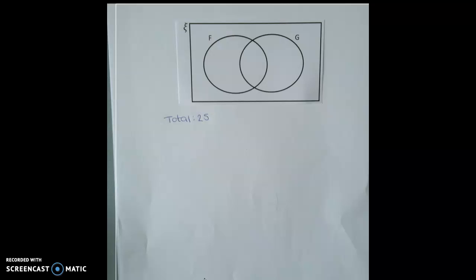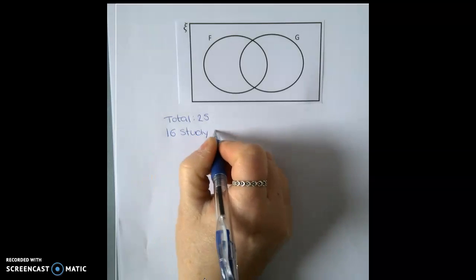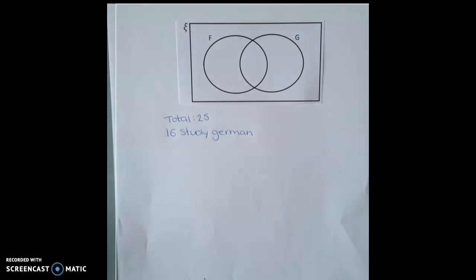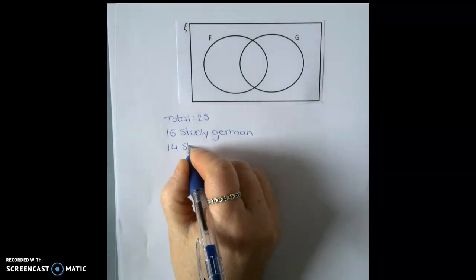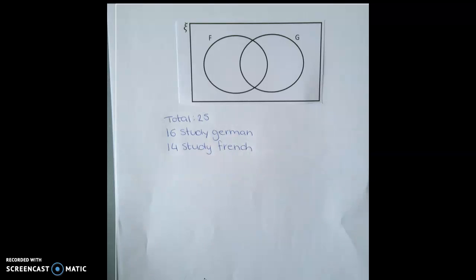We know that 16 students in the tutor group study German. So 16 study German. Now the wording is really important because it doesn't say only studies German. So some of those 16 might also study French. And we know that 14 students study French. And again, the wording is important. It doesn't say only studies French. So some of those 14 students might also study German.